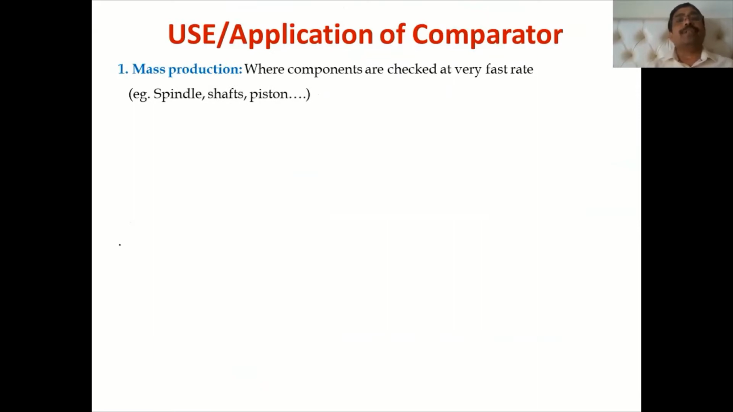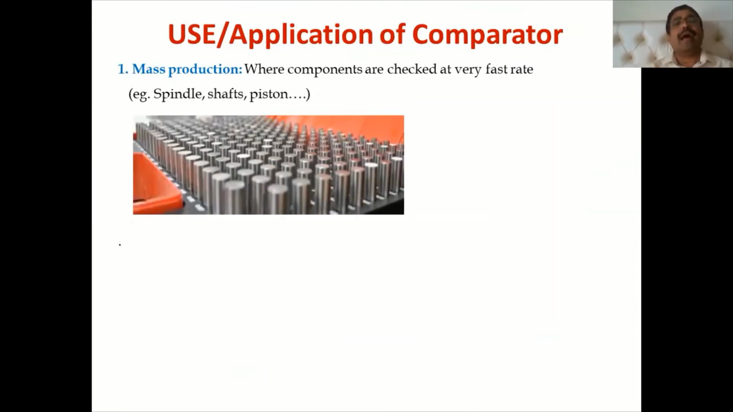Next is the application of comparator. Now, when you are talking about the applications here, the first application is mass production. Means we can check the number of components, right, at a very fast rate. Here we have shown the number of spindles, and this can be checked at a very fast rate by using the comparator. That is the biggest application of the comparator here.